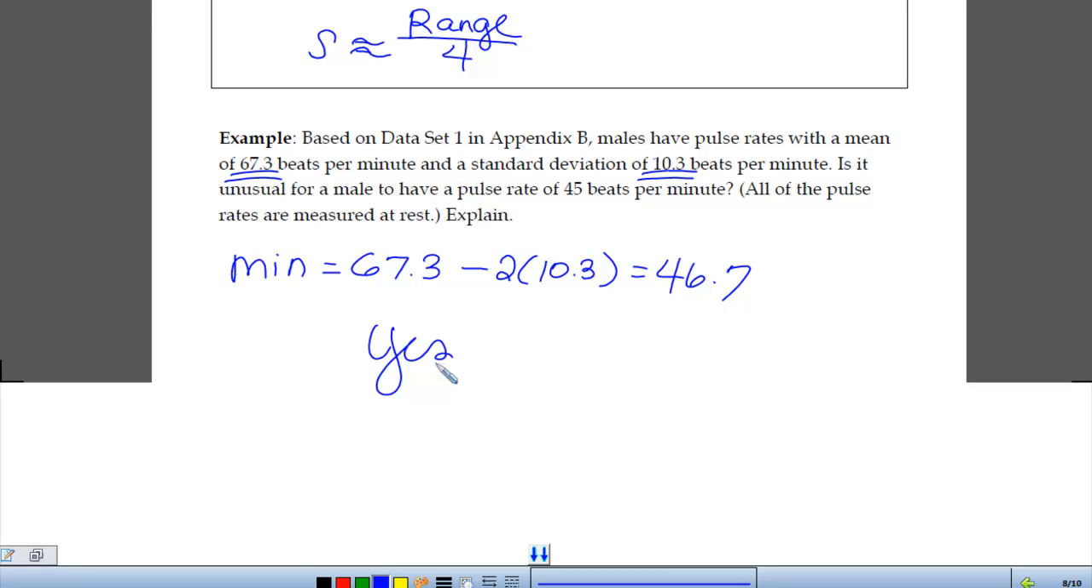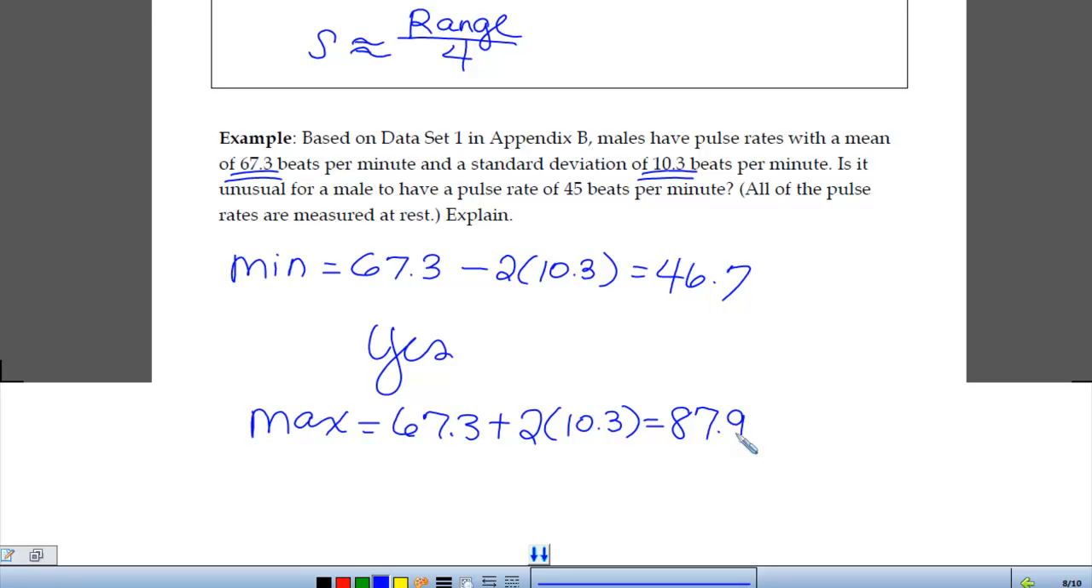All right, questions about that? We need to know the maximum to make sure it didn't go too far the other way. So just out of curiosity, we'd look at 67.3 plus 2 times 10.3, and we get 87.9. So typical values for pulse rate for males fall between 46.7 and 87.9. Anything outside of that range, approximately speaking, we'd say is unusual.